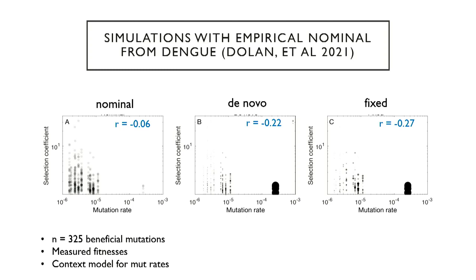This is based on a deep sequencing study of dengue virus grown in human cell culture. And what we have here are data on 325 beneficial mutations in the whole genome. So we have measured fitnesses for these. We don't have all the measured mutation rates. Instead, there's just a mutational model, a context model for mutation. And so for the de novo here, we're multiplying this by the mutation rate model. And for the fixed distribution, we're simulating a process of evolution. And what happens is that the correlation goes from being slightly negative to being very negative to being even more negative in the fixed distribution.